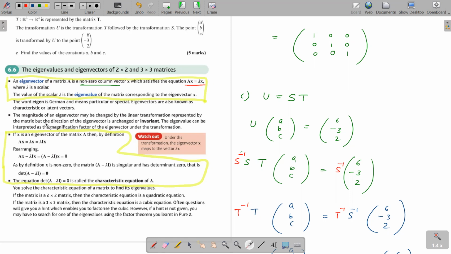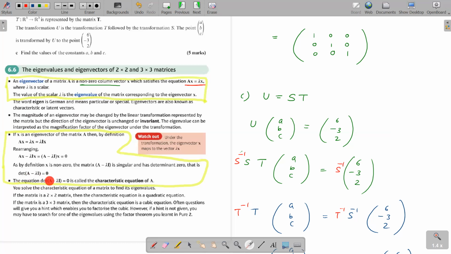So basically, the important thing here: if X is an eigenvector of the matrix, then by definition, Ax equals lambda X equals lambda Ix. Write down these things, these are the important things. When you rearrange, we get Ax minus lambda Ix equals 0. As by definition X is non-zero, the matrix A minus lambda I is singular and has determinant 0. That is, determinant of A minus lambda I is 0. These are the main equations that we are going to use in this particular part.